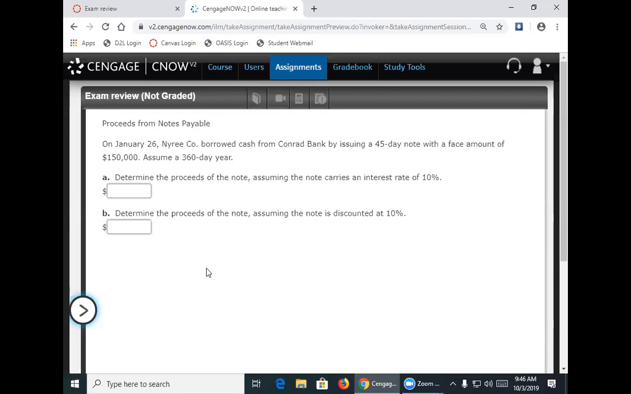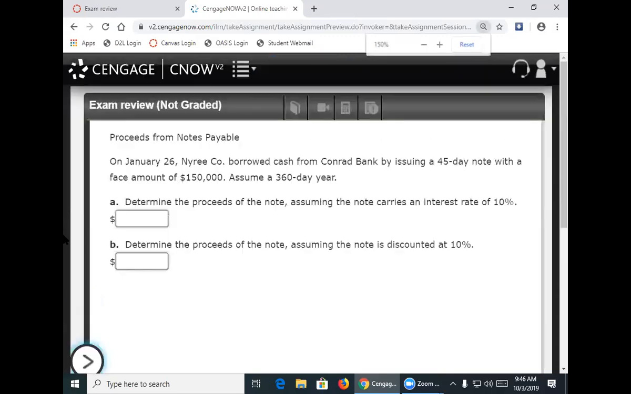Part A says determine the proceeds of the note, assuming the note carries an interest rate of 10%. This is just a typical short-term note payable bearing interest. How much cash am I receiving? 150,000. Don't overthink this one. When it's an interest-bearing note, we receive the full $150,000. So we basically are debiting cash and crediting notes payable 150,000.